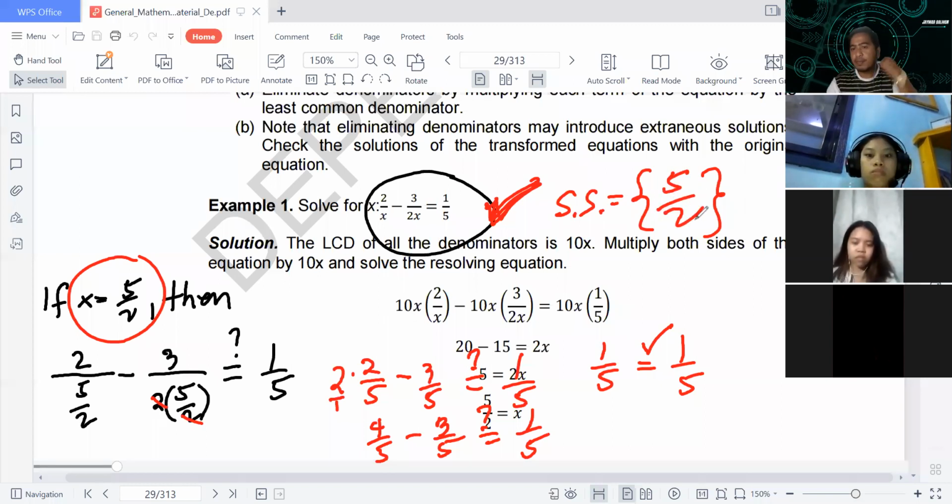Clear? So the value of x that can make this equation true is 5 halves. Any questions? None? Sure? Good.